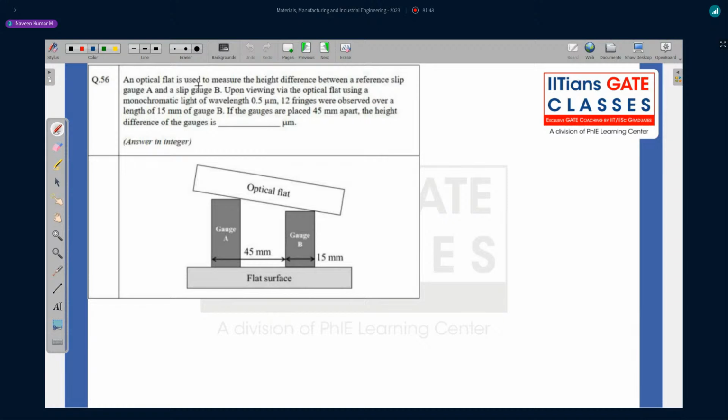An optical flat is used to measure the height difference between a reference slip gauge A and a slip gauge B. So this is slip gauge A. You can see here, this is slip gauge A, and this is slip gauge B. Upon viewing via the optical flat using monochromatic light of 0.5 micrometer, so they have given the wavelength. Wavelength is denoted by lambda, that is 0.5 micrometer. Right? 12 fringes were observed over a length of 15 mm of gauges.